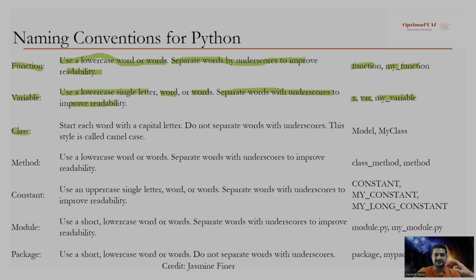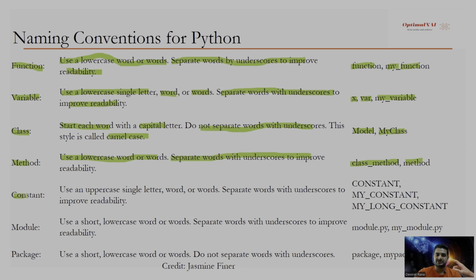And let's move to classes. In case of class, we follow the camel case practice. In camel case, the start of each word is a capital letter, and please don't use the underscore here. So this is the example, like Model or MyClass. In this way, we can define the class in camel case. And in case of methods, again, we can use a lowercase single word or multiple words, and we can separate words with underscores. So you can see here, we can define the methods like class.method or method in this way.